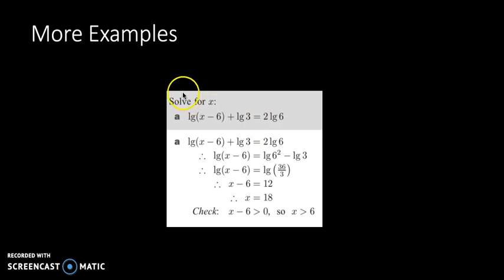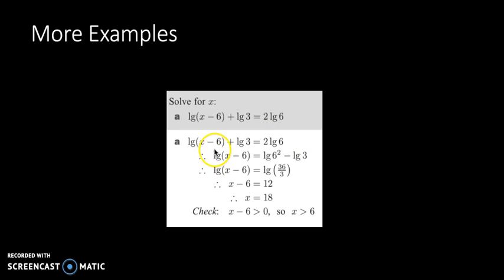Example here, they want us to solve for x, and we are given the equation the log of x minus 6 plus the log of 3 equals 2 the log of 6. So one of the first things we're going to do is take this log of 3 to the other side, just so that it's a bit easier to work with. We're also going to do the reverse of the power to the front rule, so we're going to make this 2 times the log of 6 into the log of 6 to the power of 2.